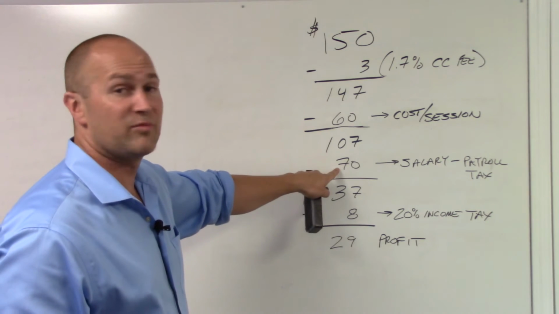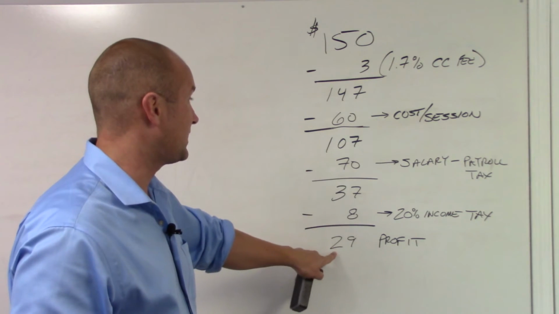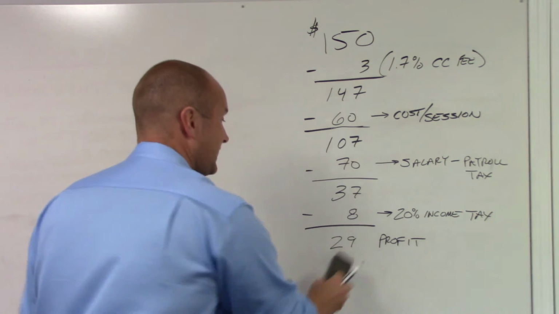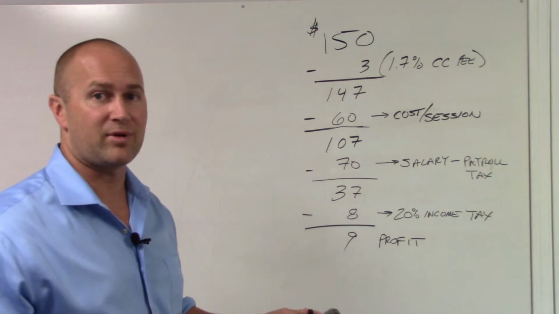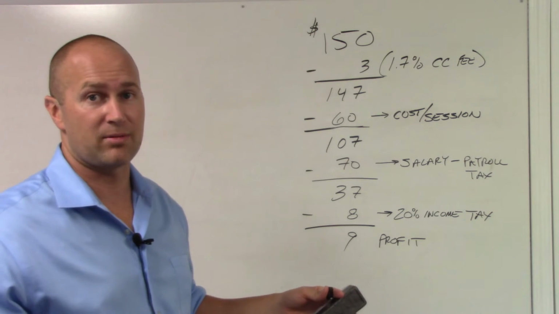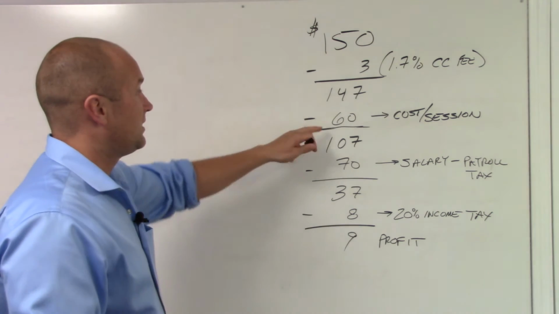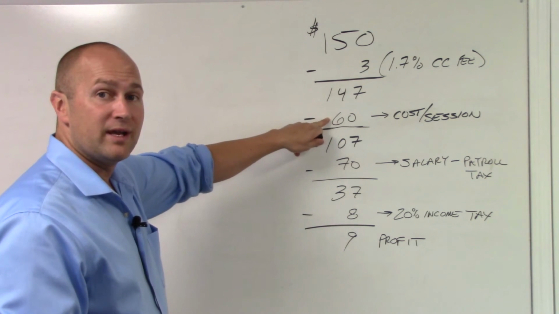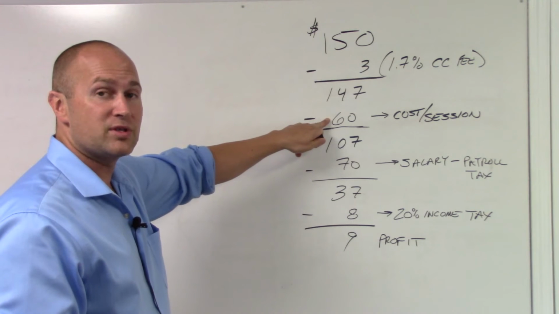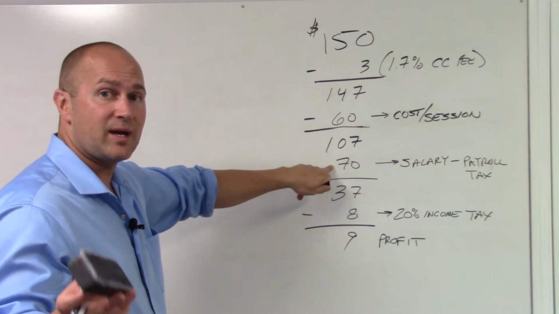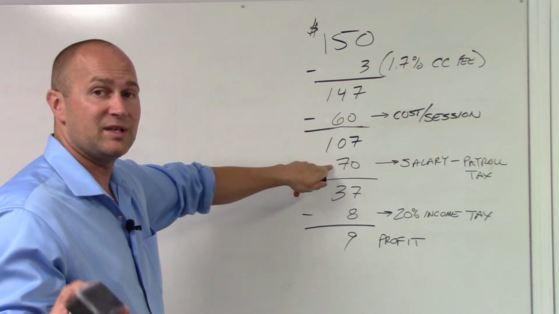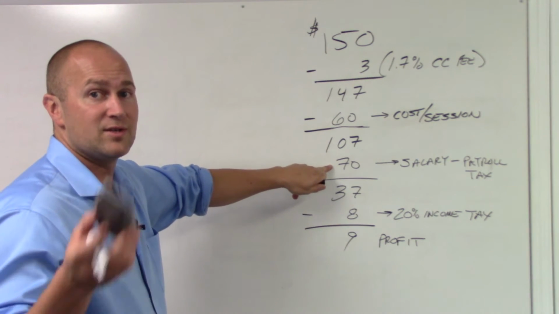You're pushing yourself, paying yourself $70, and you're going to get little to no profit. That's $9 in profit. You're going to break even. You're not making profit. The goal of the business is to make a profit. So if you put too much overhead here and you put yourself in a little bit of debt too much, you can't pay yourself as much.